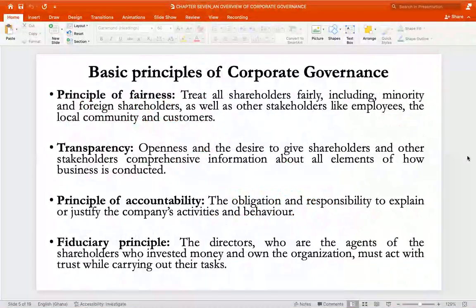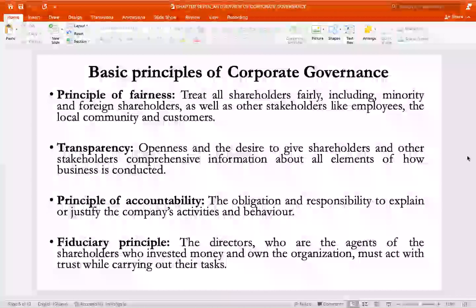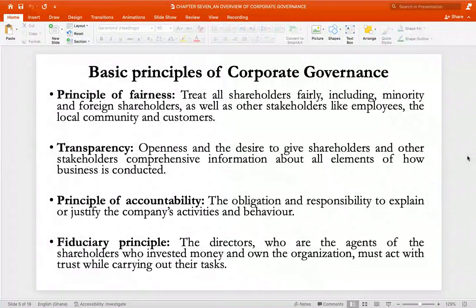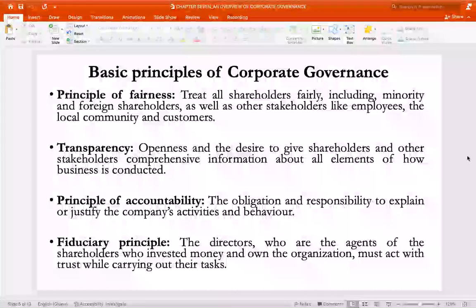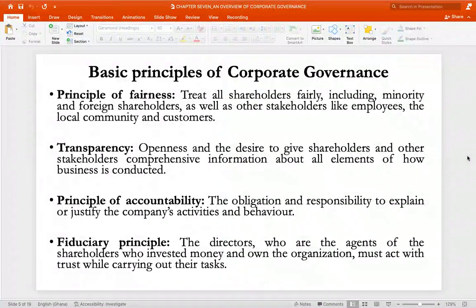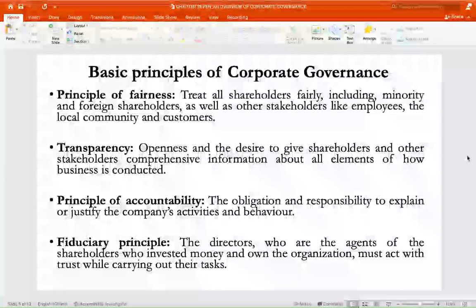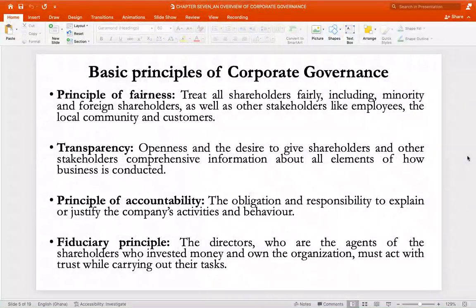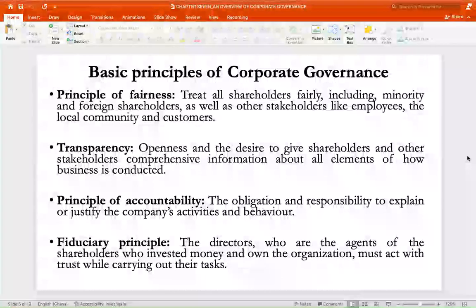All right. So there are some basic principles of corporate governance. If you claim to be a company that is governed properly based on the tenets of corporate governance, these principles are supposed to be obvious, or people should see them in your organization. So the first one is the principle of fairness. It says treat all shareholders fairly, including minority and foreign shareholders, as well as other stakeholders like employees, the local community, and customers. So we've explained this much earlier.